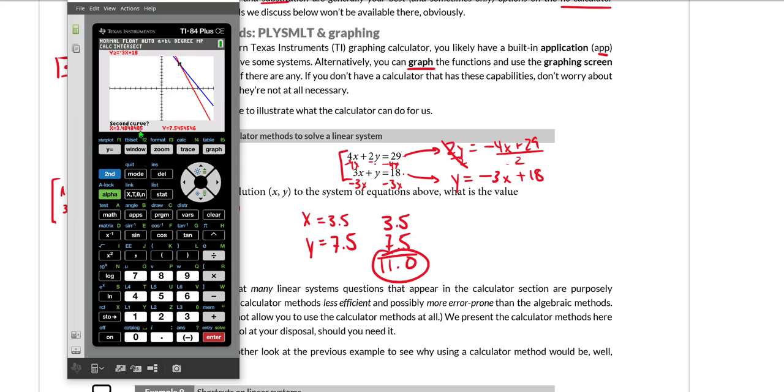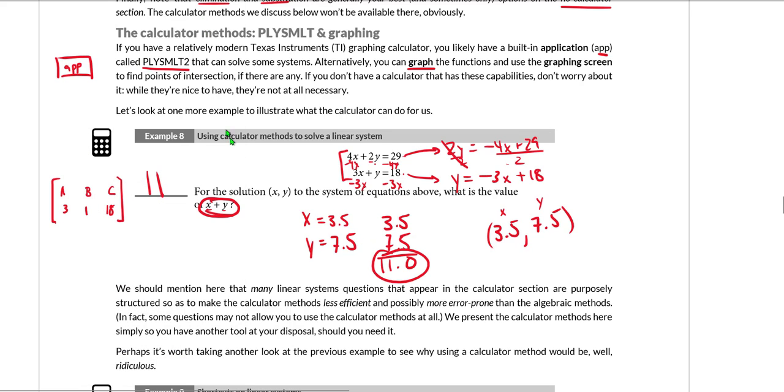It's going to ask me to put my cursor on the second curve near the point of intersection, which I have already done. It has already done it for me, so I'm going to hit enter. The calculator is asking me, do you want me to take a guess? And yes, calculator, I want you to take a guess. And the calculator guessed exactly right. So the calculator told me that the point of intersection was 3.5 comma 7.5. That is my x value. That is my y value. So I have confirmed the result that the app gave me initially.